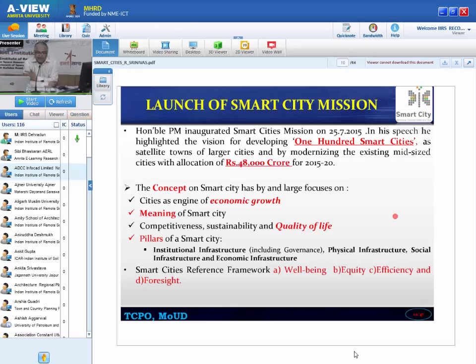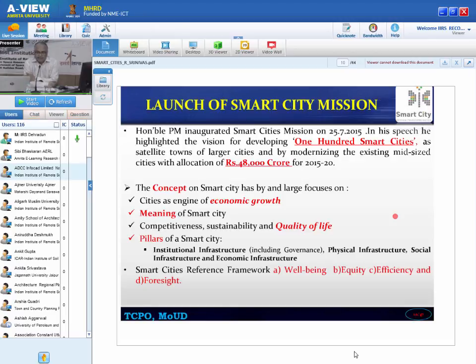To make a city smart, you need to emphasize strengthening all these infrastructures, whether it is the institutional framework, or your physical infrastructure in terms of water supply, drainage, and underground sewage, or social infrastructure in terms of health and education facilities, and the economic infrastructure, like how a city can be a generator of economic momentum, how it can really generate economic activities.